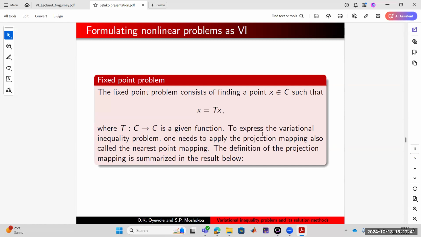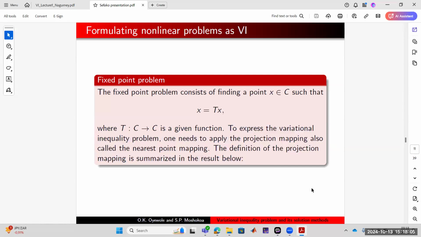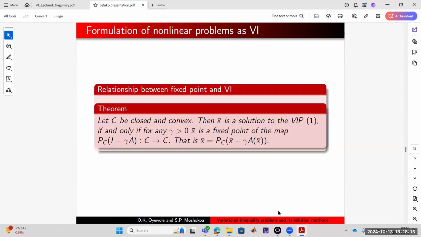It's all right. To express the variational inequality problem as a fixed point problem, that's what I'm supposed to have put here. As a fixed point problem, one needs to apply the projection mapping, also called the metric projection mapping, you see. So this is very, very key. To express this as a fixed point problem is very, very key. And it's just that definition that I give afterwards. So this PC is very, very important. So that is missing there.